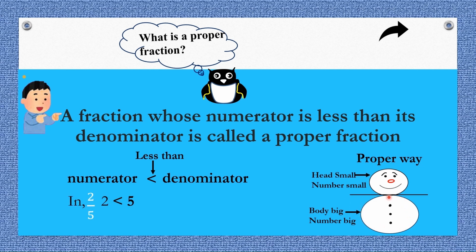For example, in 2 by 5, 2 is the numerator and 5 is the denominator, and 2 is less than 5. Another example, in 5 by 8, 5 is the numerator and 8 is the denominator, and so 5 is less than 8. So proper fractions have value less than 1. Now this I would be doing in detail in my next video. So please watch it for better understanding.